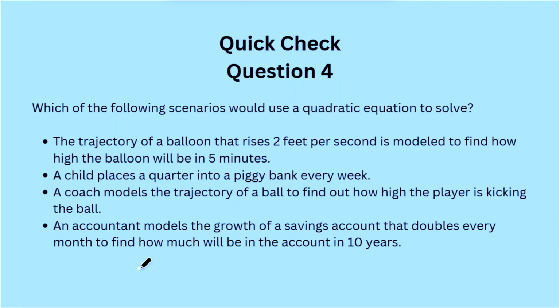Quick check question number 4. Which of the following scenarios would use a quadratic equation to solve? Again, they didn't ask you any of this, but we can do this. I will help you. The trajectory of a balloon that rises 2 feet per second is modeled to find how high the balloon will be in 5 minutes. Okay, so if we had a graph, the balloon would go up, and it wants to know where it's going to be in 5 minutes.